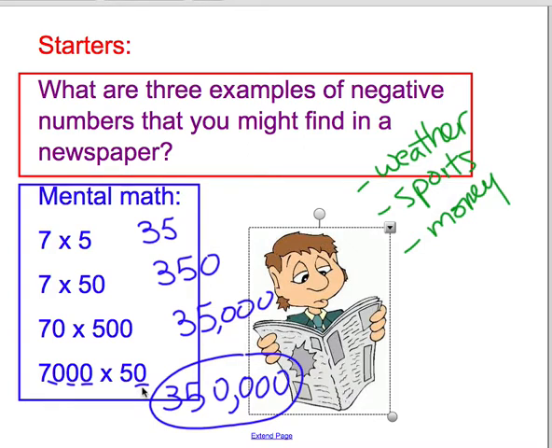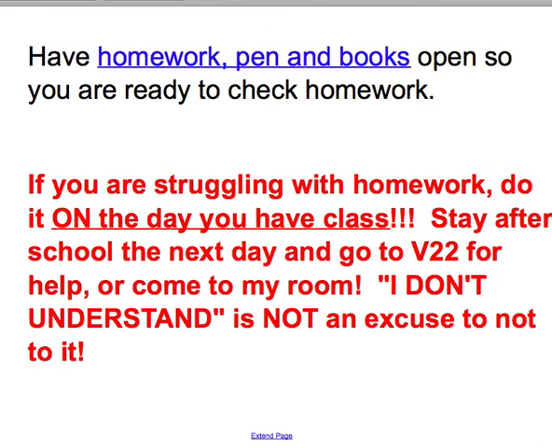That's the beauty of placeholders and base 10. So we have 1, 2, 3, 4 zeros, and 10 times 1,000 is 10,000. So really this answer is 10,000 times bigger than 35. But the easier way, rather than multiplying 10,000 times 35, is to just tack on the 4 placeholder zeros, and then you'll see it's 350,000, which is much easier to do mentally.